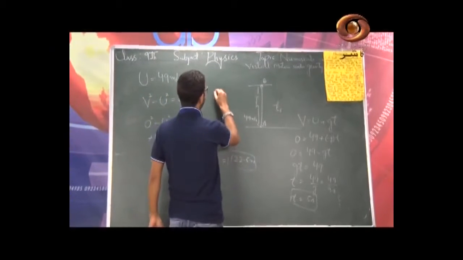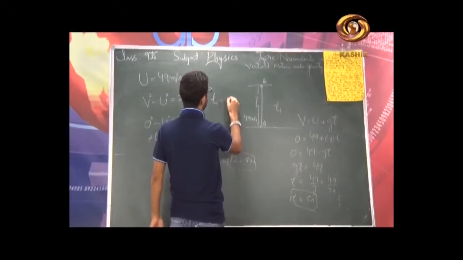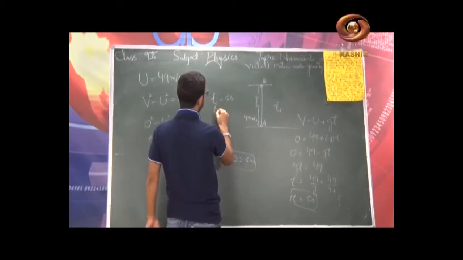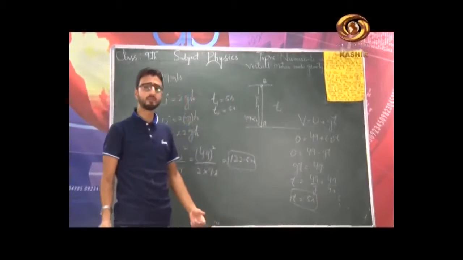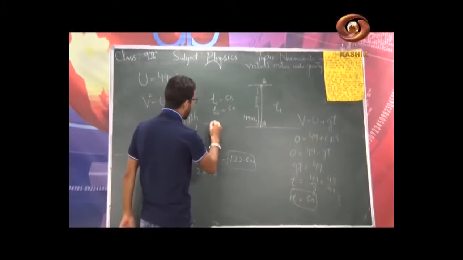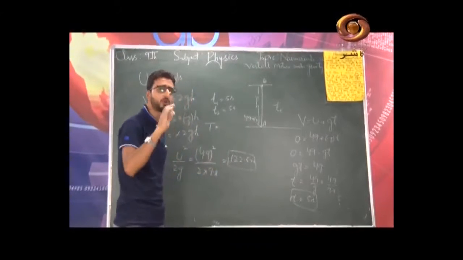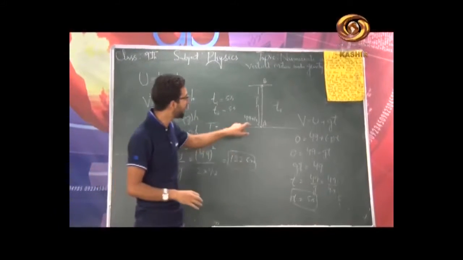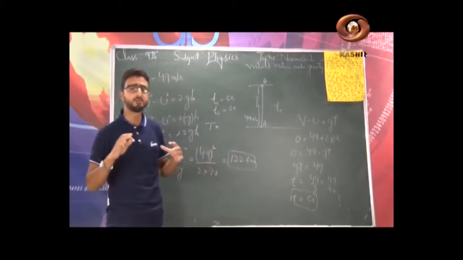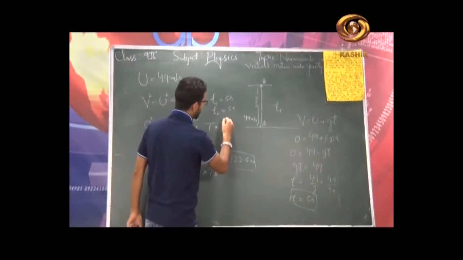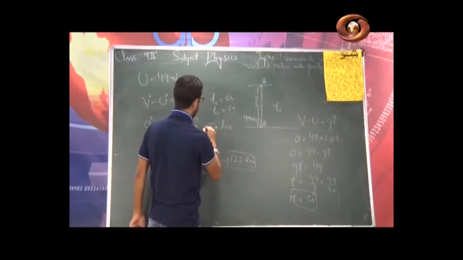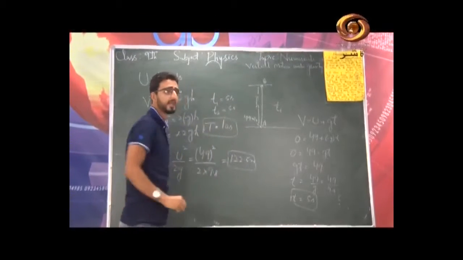So I will write, let t1 is equal to time of ascent, that is equal to 5 seconds. t2 will be again equal to 5 seconds, that will be equal to time of descent. And so time of flight is basically equal to total time during which the body remains in the air, that is simply equal to time of ascent plus time of descent, that is simply equal to 5 plus 5, that is equal to 10 seconds. है ना simple?